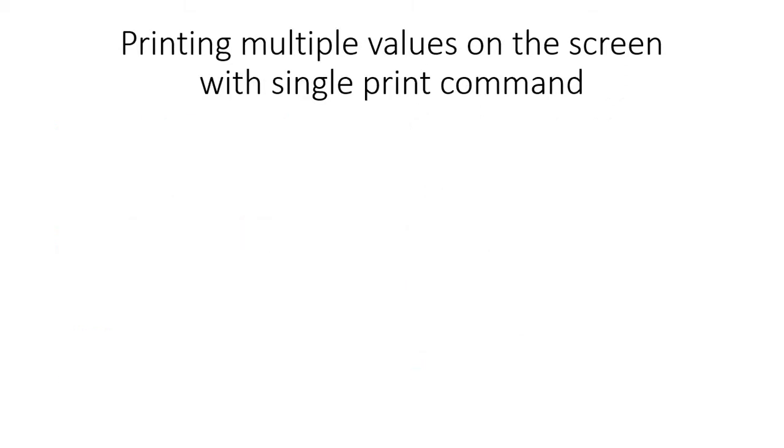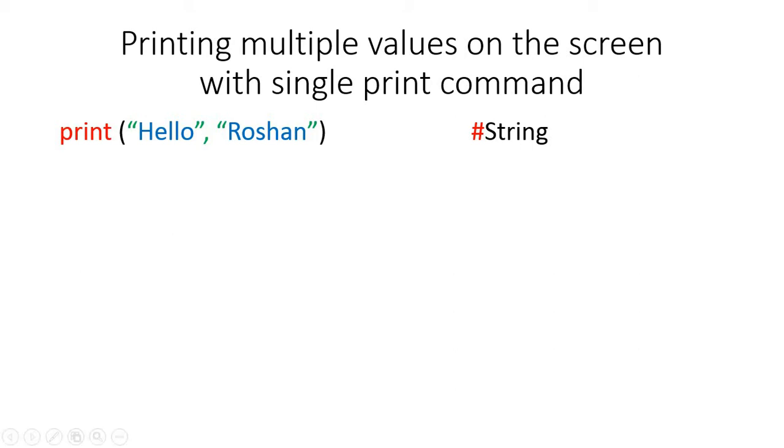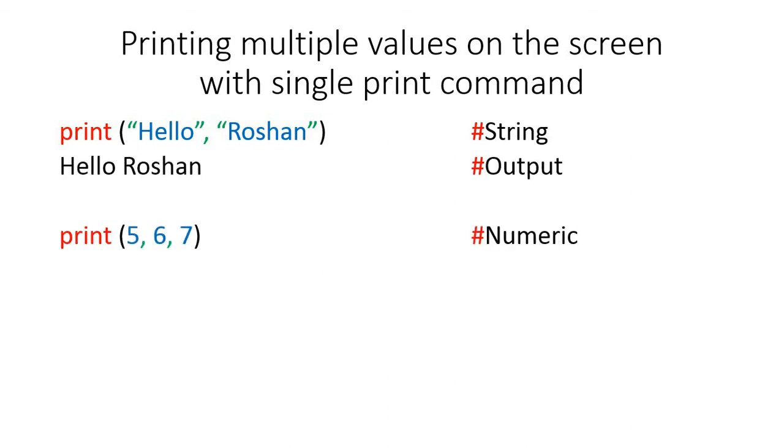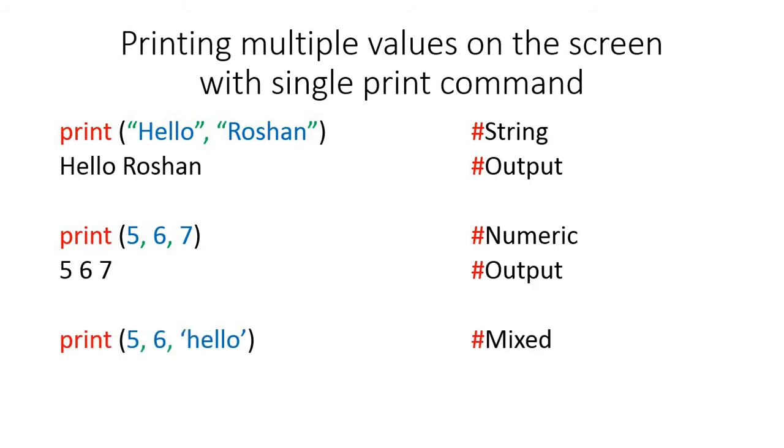Now the second way of using the print method is printing multiple values on the screen with a single print command. You just need a comma between two strings when you want to print multiple values with a single print command. For example, here you have used hello, one string, and then a comma, another string, with a single print command. The output will look like this. For numeric values like 5, 6, 7, the output will be like this, without commas. You can even use mixed data.